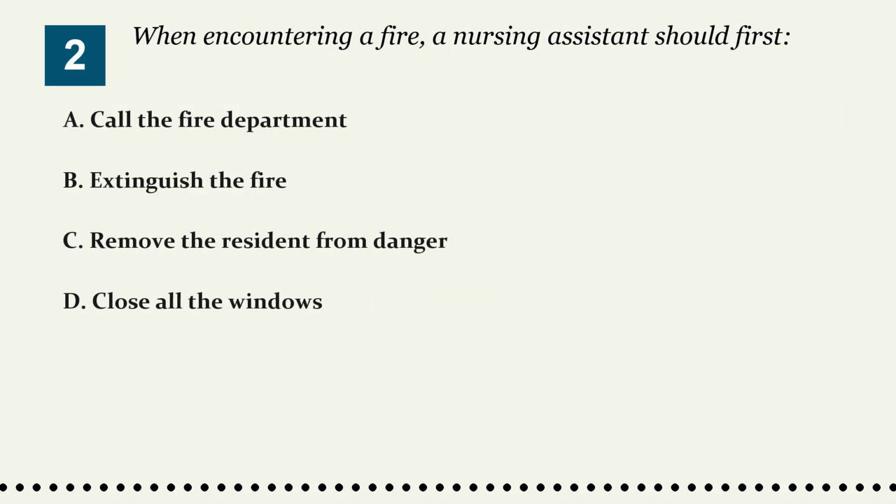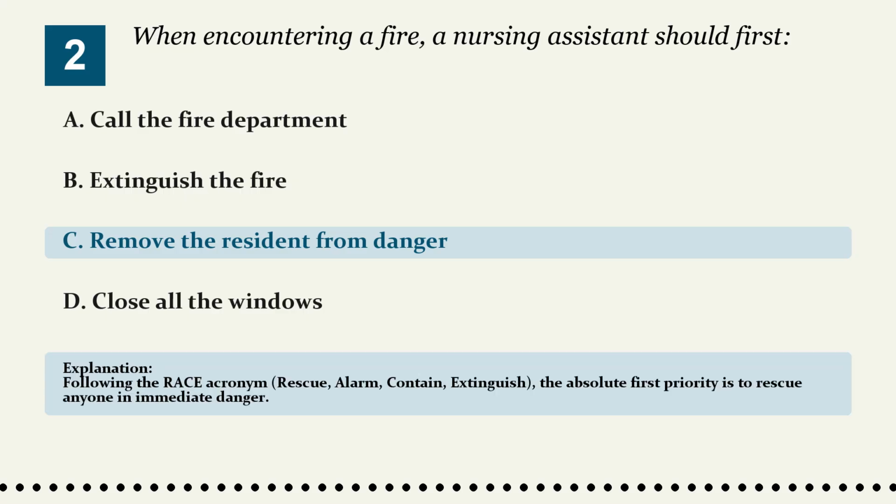Question 2. When encountering a fire, a nursing assistant should first: Option A. Call the fire department. Option B. Extinguish the fire. Option C. Remove the resident from danger. Option D. Close all the windows. The correct answer is option C. Remove the resident from danger. Following the RACE acronym, rescue, alarm, contain, extinguish, the absolute first priority is to rescue anyone in immediate danger.